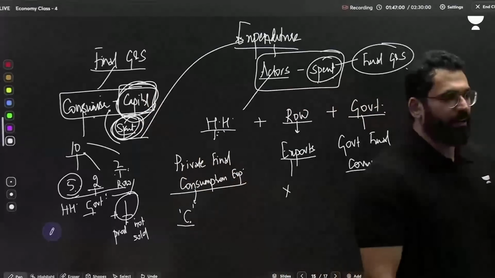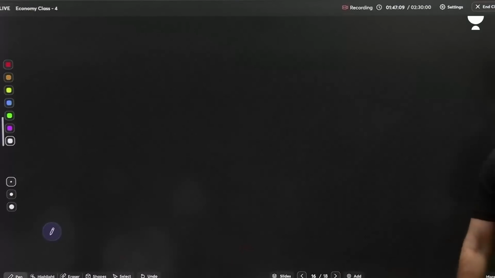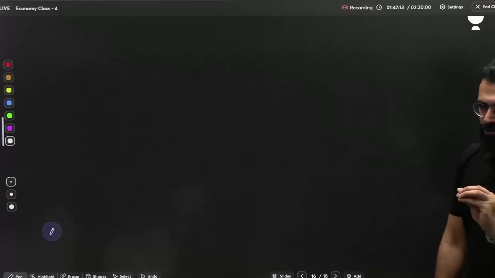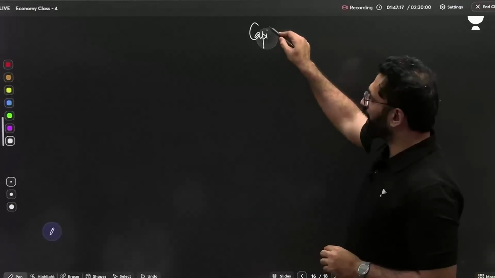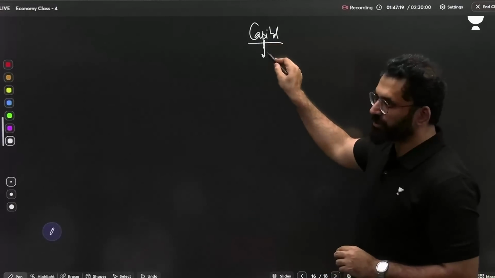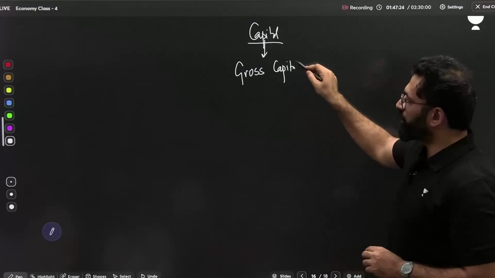Right? Now who can spend money on capital goods? If a machine or road is being built, who is spending money on capital goods? Capital goods are assets, machines, roads, all of them are capital goods. If they are produced, someone will spend money. Whatever money is spent on the capital goods produced, this is what is called gross capital formation.